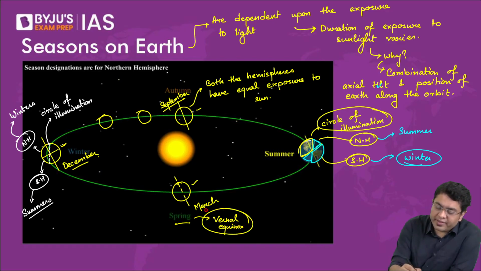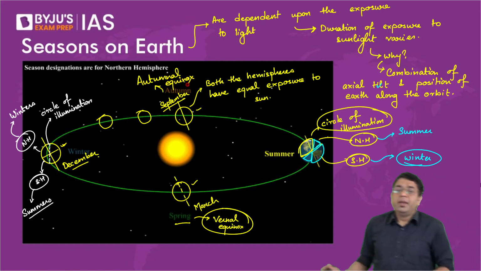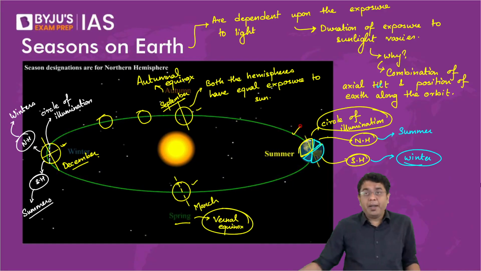And this is what is referred to as, because autumn, hence autumnal equinox. Okay. Then what happens in the month of September?